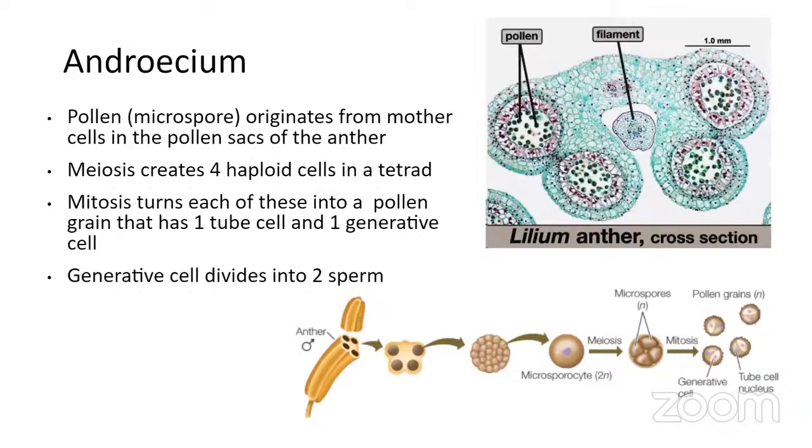We're going to focus in now on the life cycle of an angiosperm. So we're going to talk first about the male parts, then we're going to talk about the female parts, fertilization, and pull it all together.